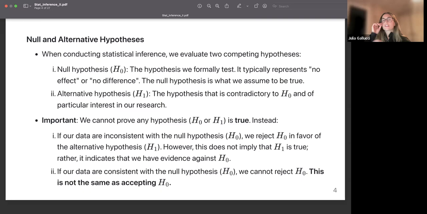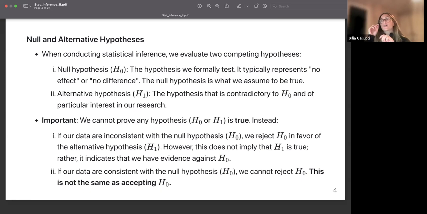To solidify this concept with another example, imagine you're a coffee shop owner trying to decide whether a new type of coffee increases customer satisfaction compared to the current one. The null hypothesis would be something like the new coffee does not increase customer satisfaction. In other words, customer satisfaction scores with the new coffee are the same as the current one, so there's no change. The alternative hypothesis would be that the new coffee increases customer satisfaction, meaning customers rate the new coffee higher than the current one.